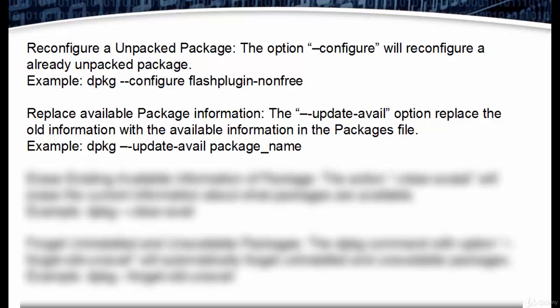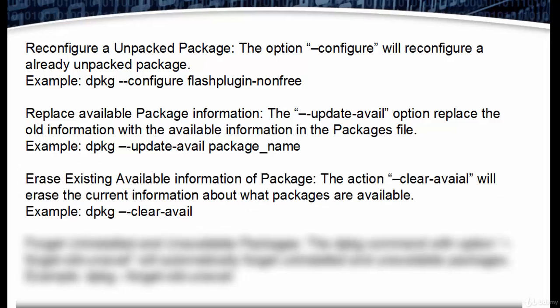Replace available package information. The --update-avail option replaces the old information with the available information in the packages file. For example, dpkg --update-avail package_name.